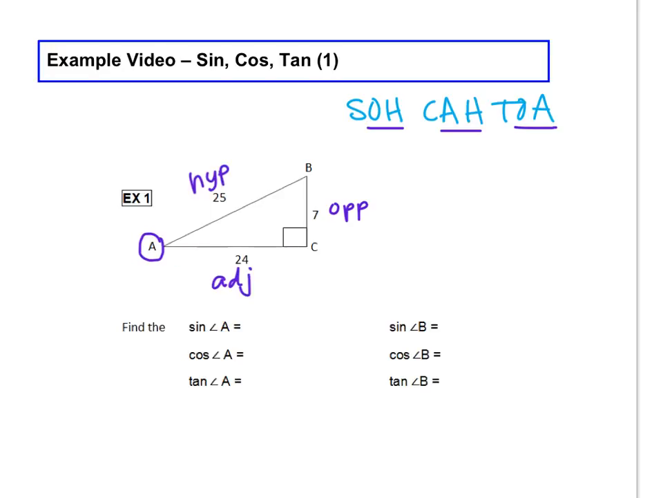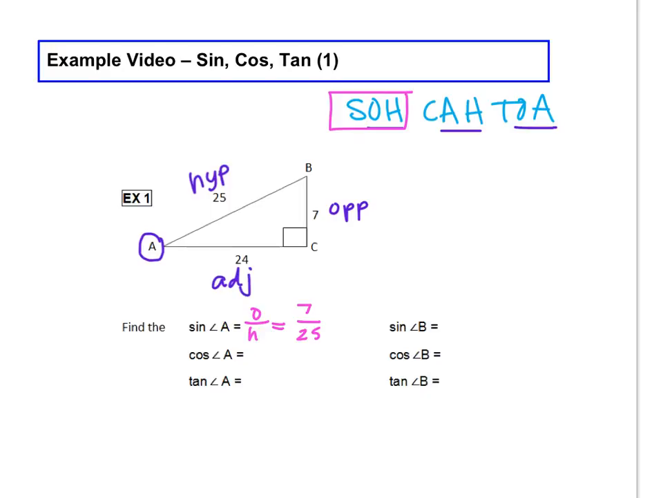So now that we have all of that labeled, answering the sine, cosine, and tangent questions is pretty quick. So to find the sine of angle A, we know that that is the SOH, S-O-H. So sine is equal to opposite over hypotenuse. Well, the opposite side is 7, we labeled that, and the hypotenuse is 25. Reduce that if you can. If you cannot, then that's your answer.